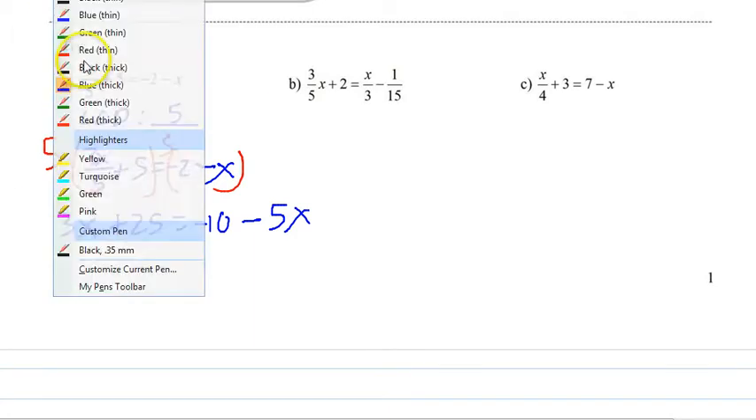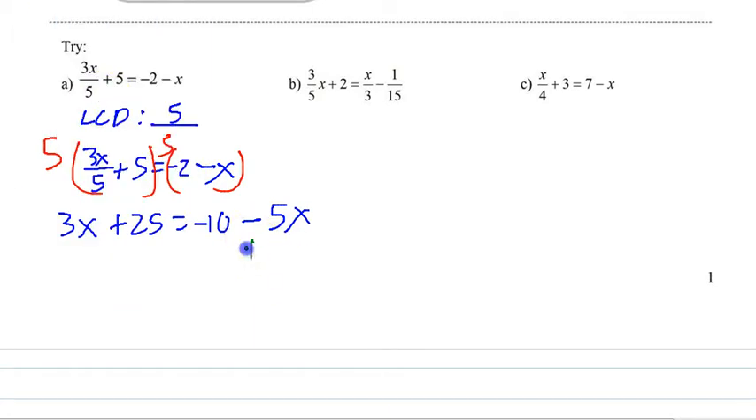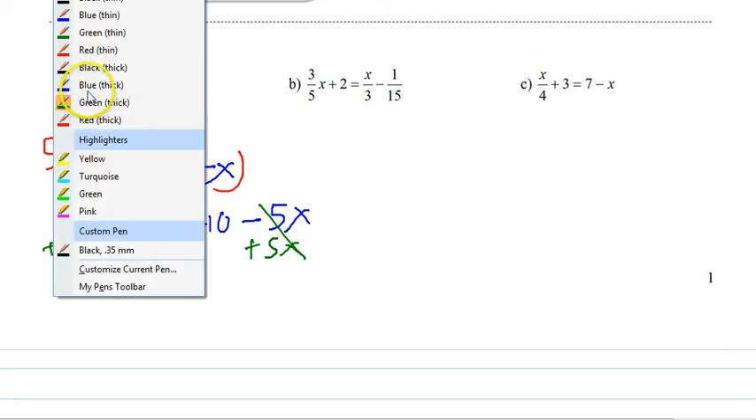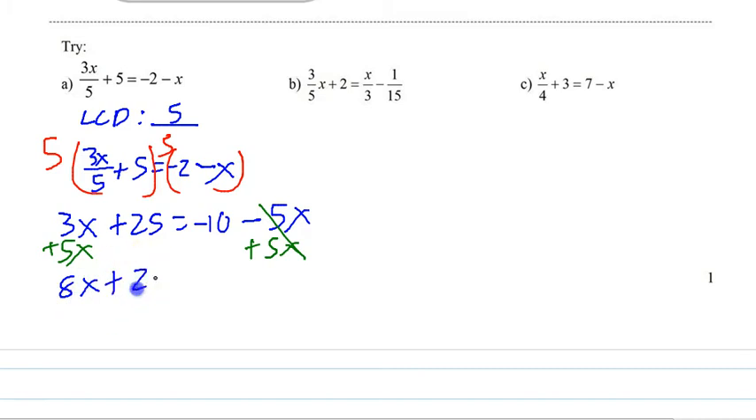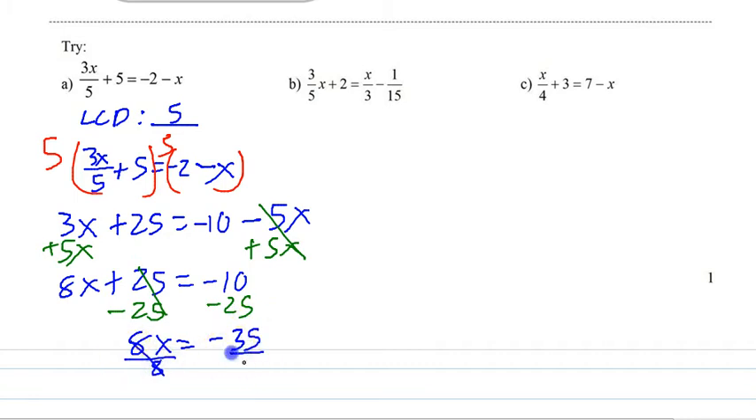Alright, and then we're going to put the x's on the left side. So we'll get rid of those 5x's, but we have to add 5x's over here. So that's 8x's plus 25 equals negative 10. And then we just keep solving. Minus 25, minus 25. So 8x equals negative 35. Divide by 8. So x equals negative 35 eighths, or negative 4 3/8. And then that's the answer.